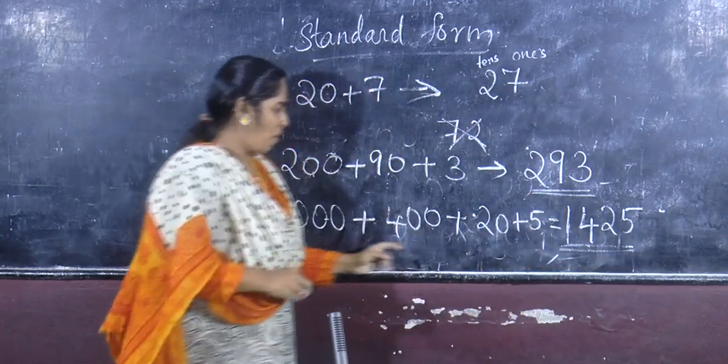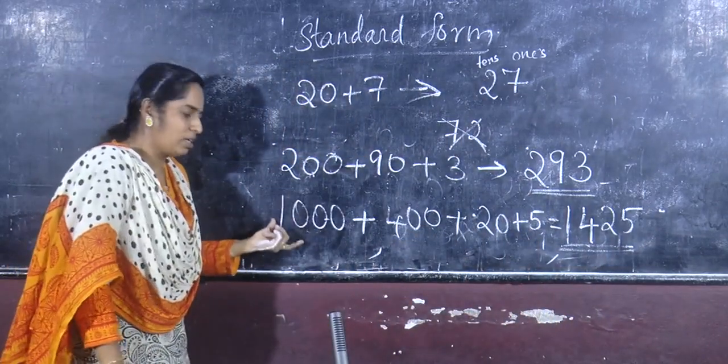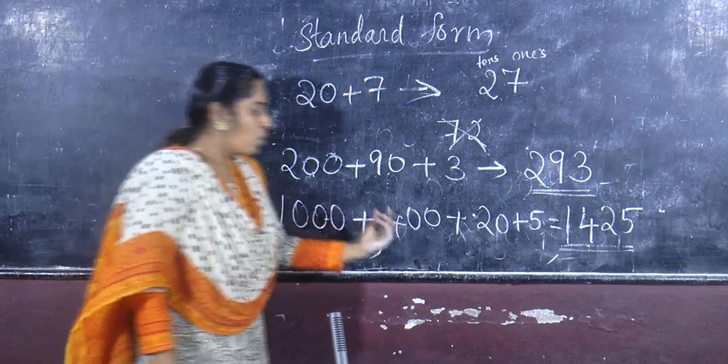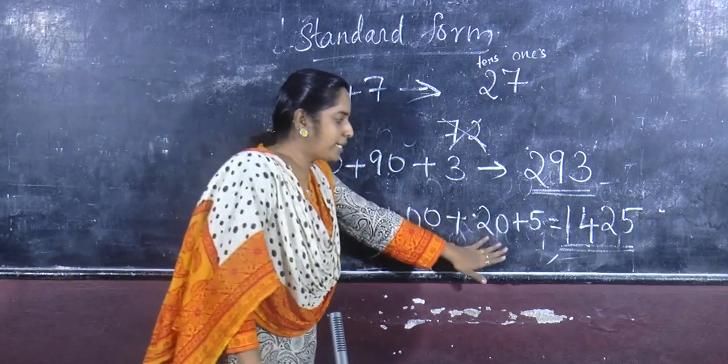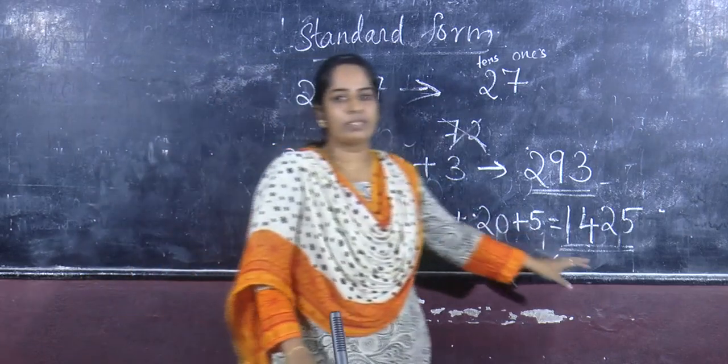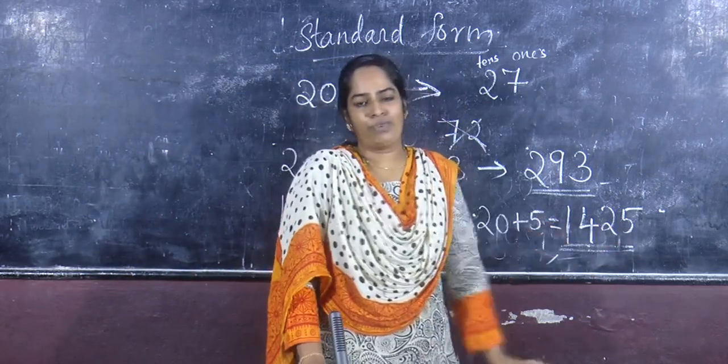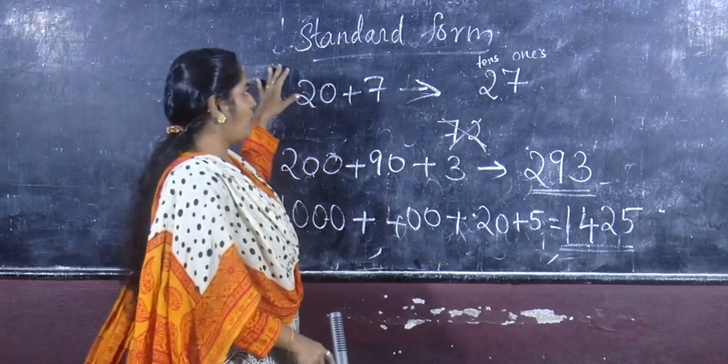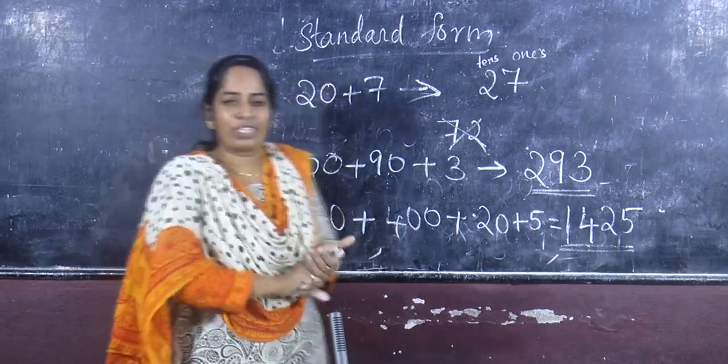1425, isn't it? You all understand this? That is here 1 is in 1000 place, 4 is in 100 place, 2 is in tens place and 5 is in ones place. So we can write it as 1425. Now I hope that all of you understand.